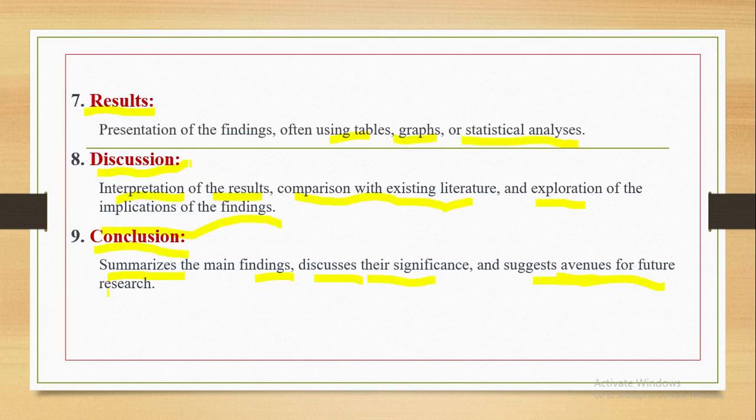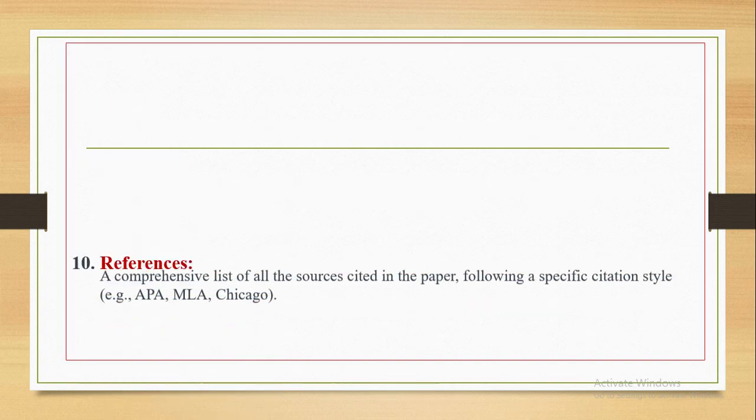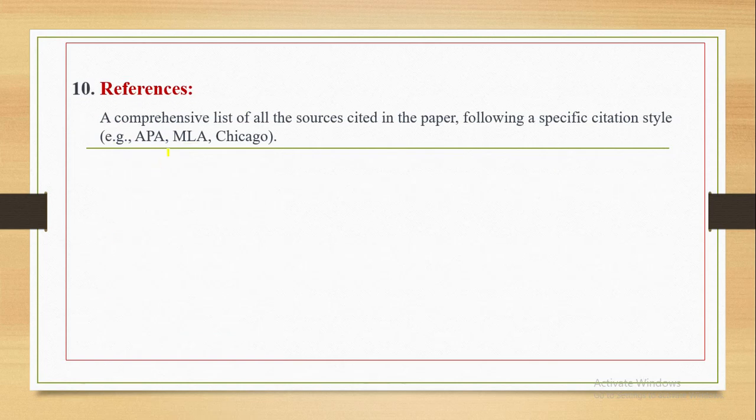So the final things are these ones. Number 10. After you do the conclusion and the recommendations of your paper, you have the references, number 10, reference sections. References are a comprehensive list of all the sources cited in your paper.